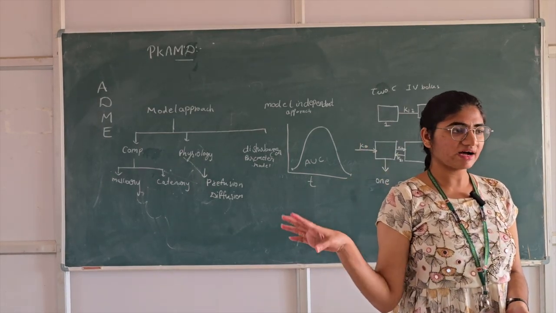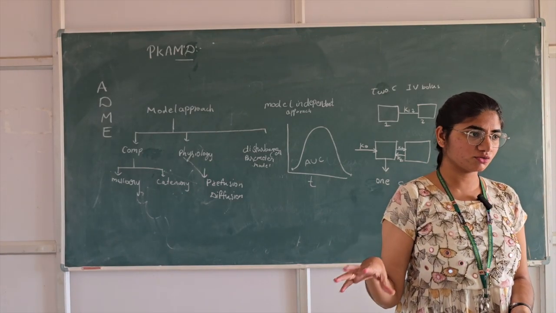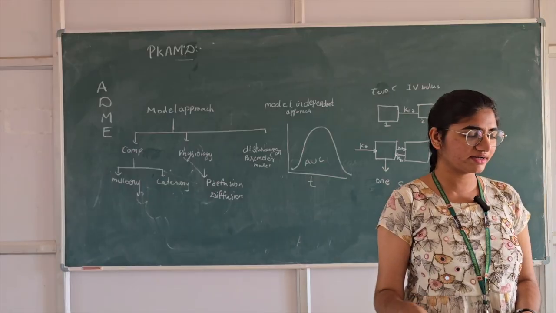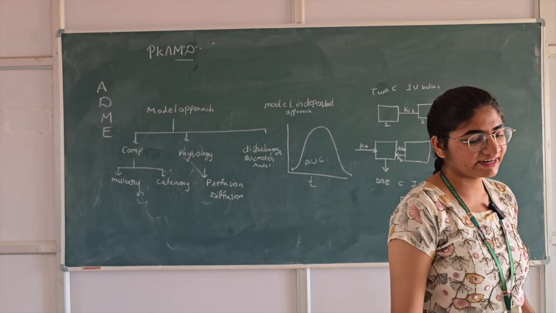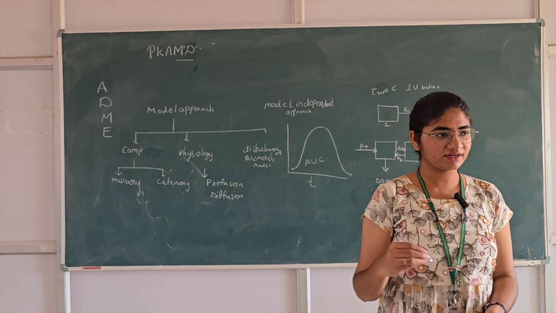Means this drug moves fast in the blood circulation, but the point where the action needs to be shown, that organ does not get the blood supply too fast. Here the rate limiting factor is blood flow, means that organ does not get the blood supply adequately.